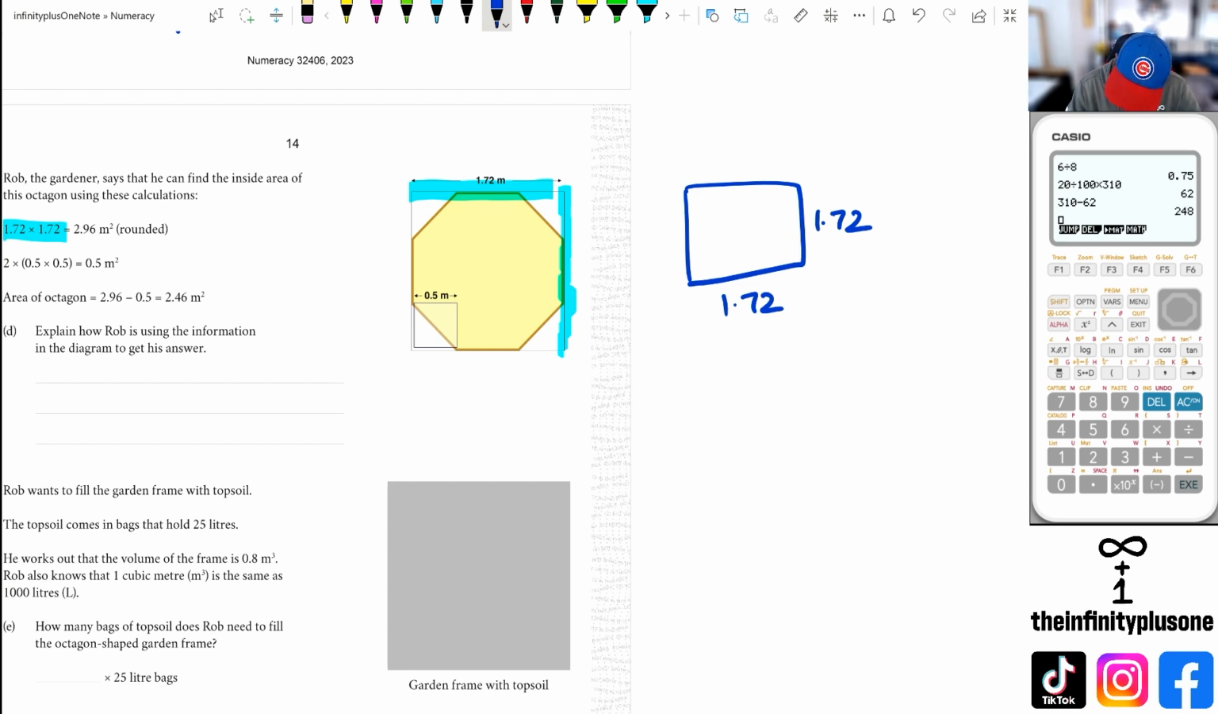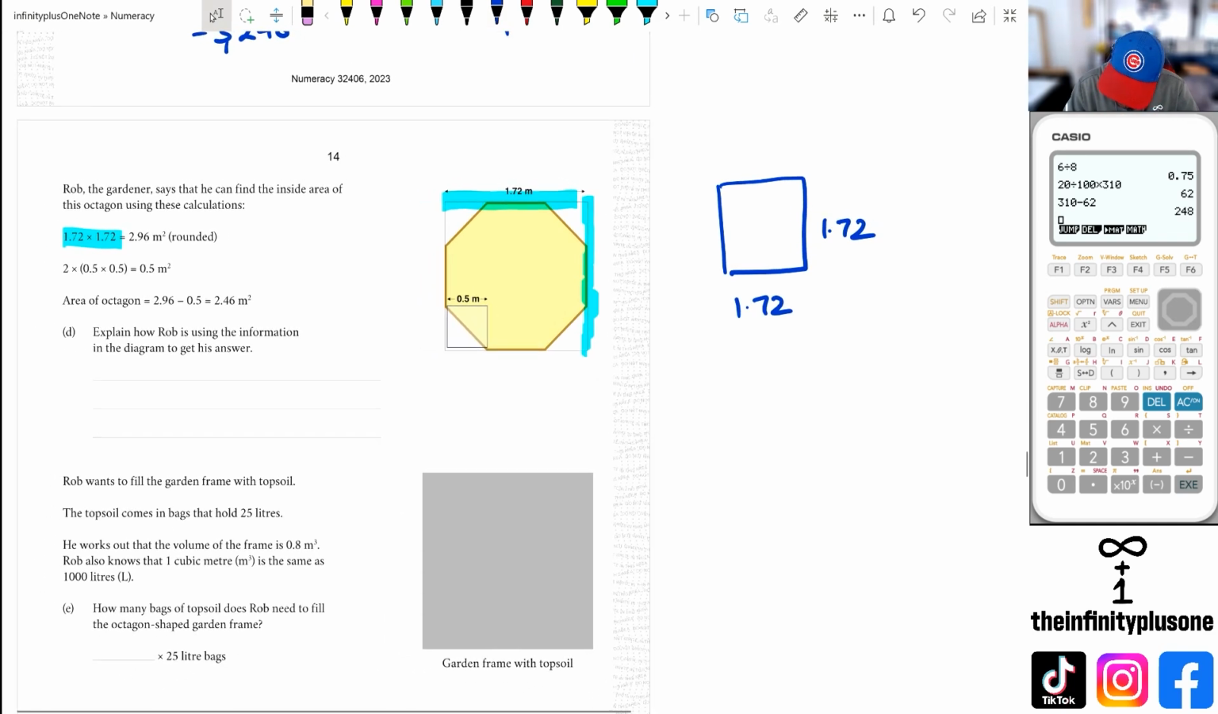So okay, let's try that better. There we go. So that's going to be my square. That's 1.72 times 1.72, which is 2.96. Now the next thing is he's actually done 2 times 0.5 times 0.5.